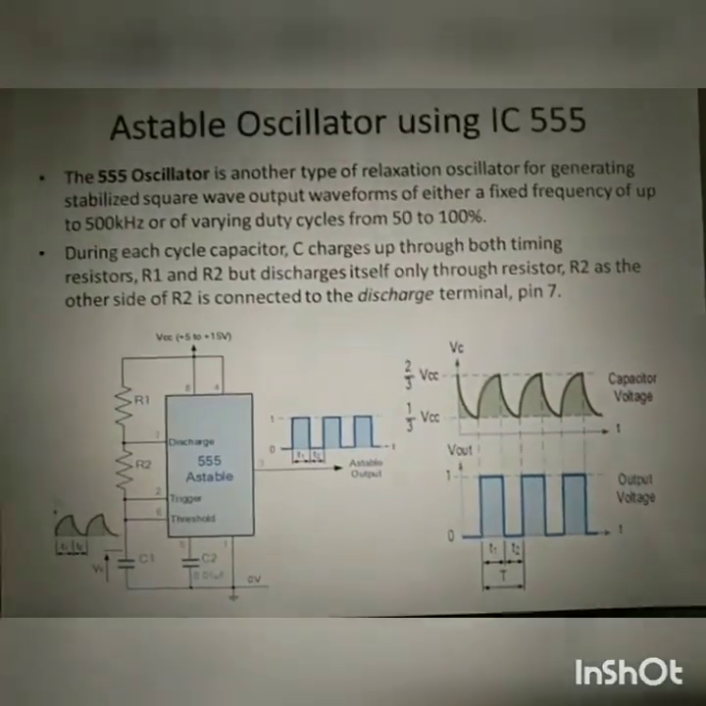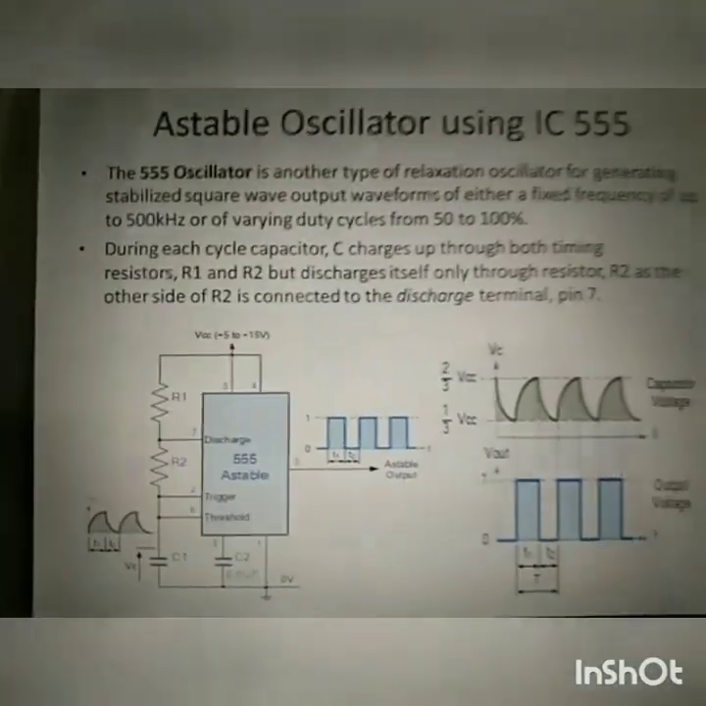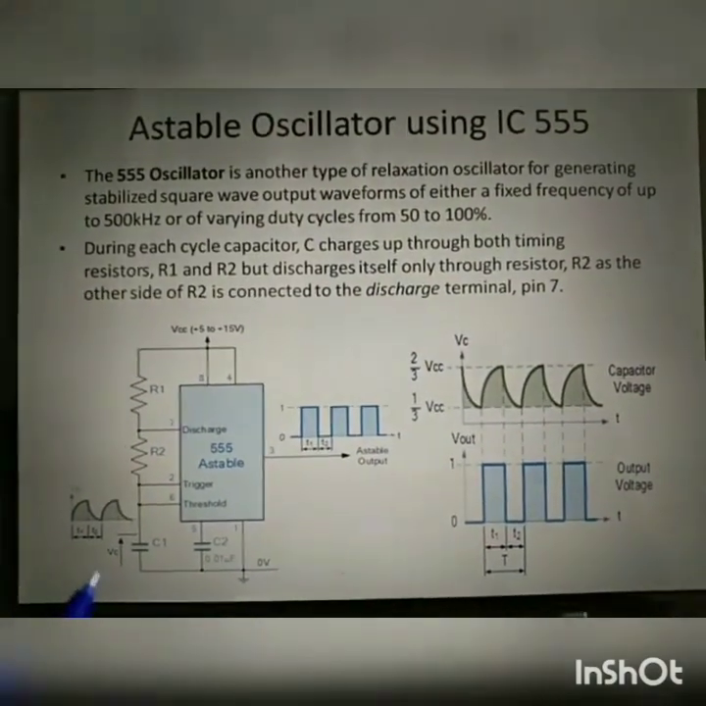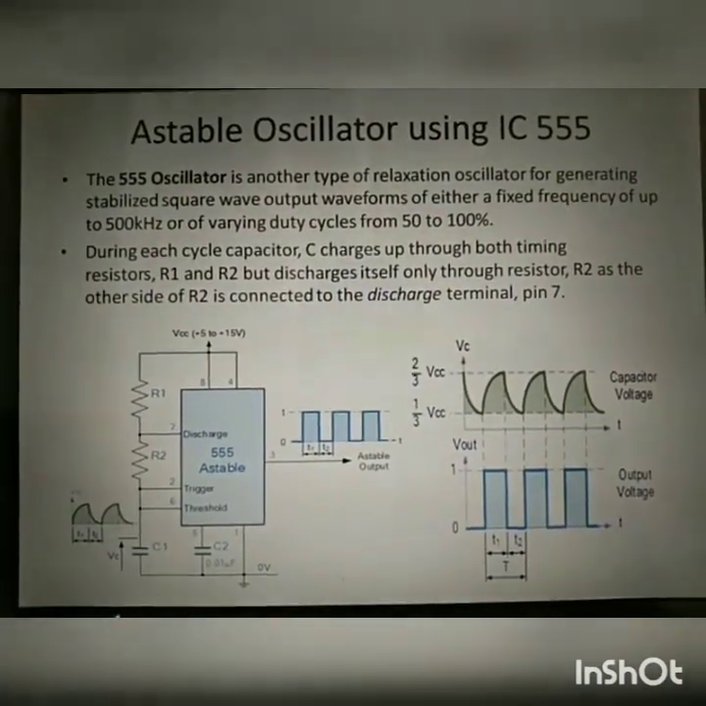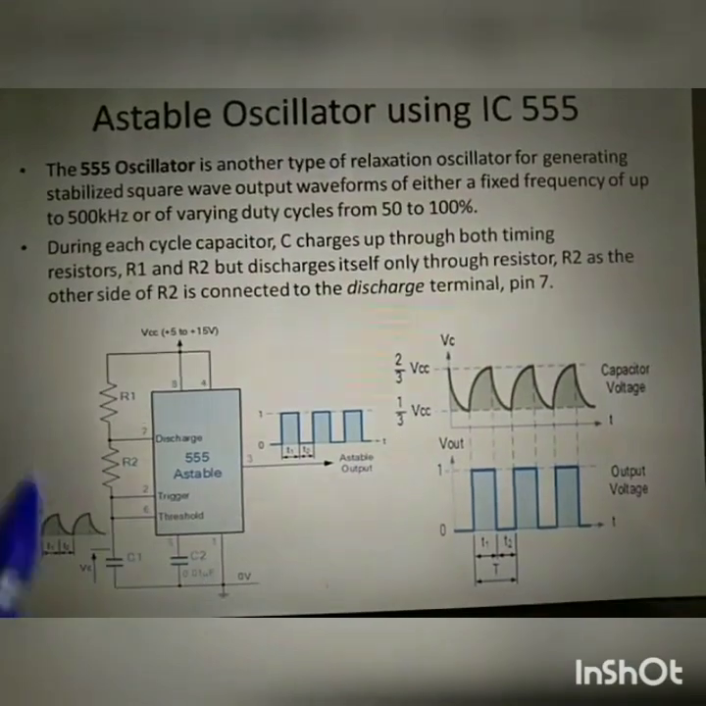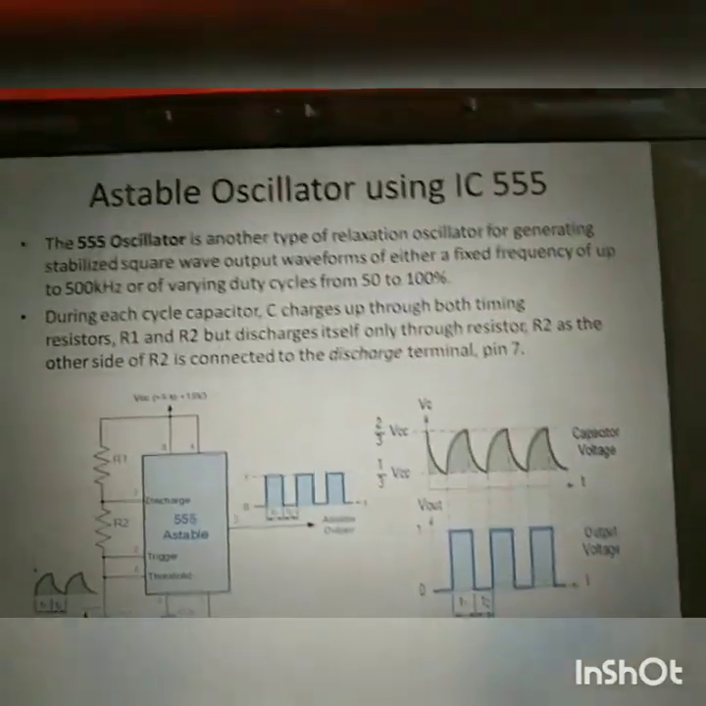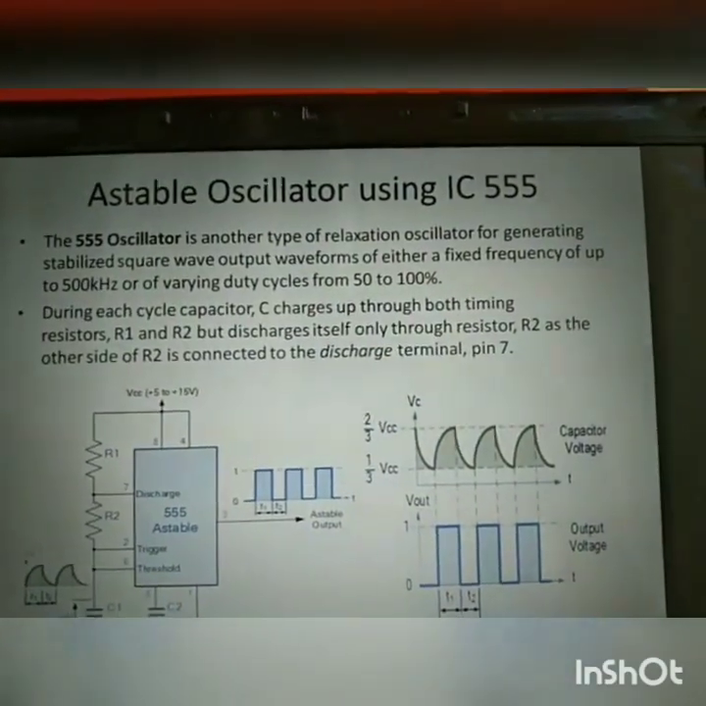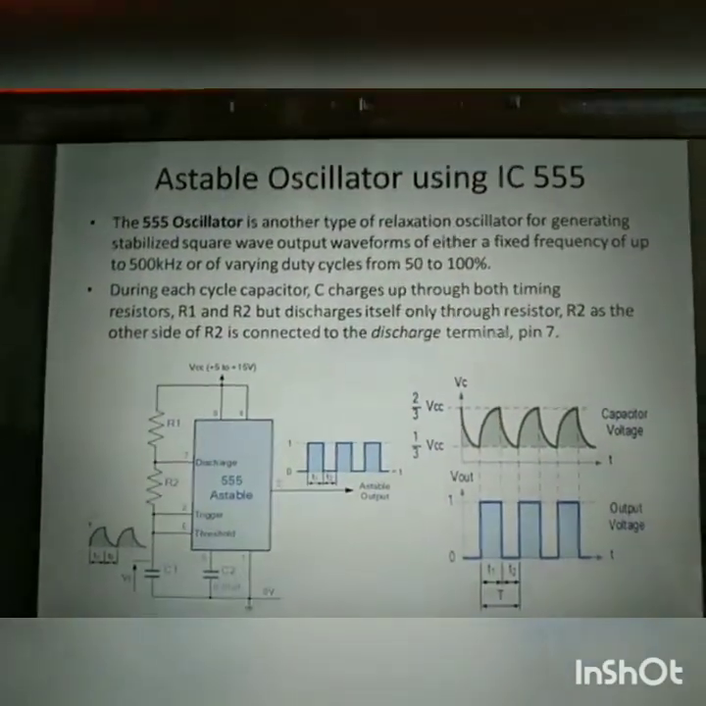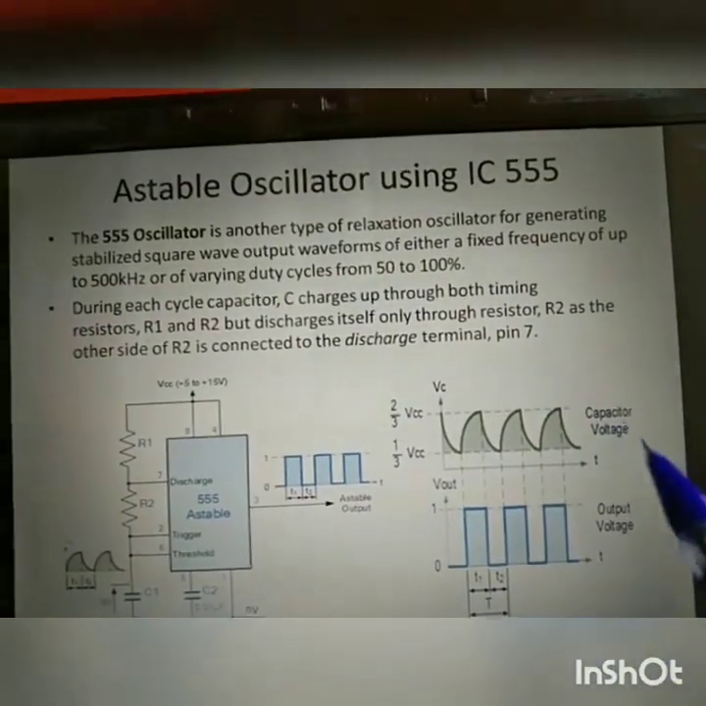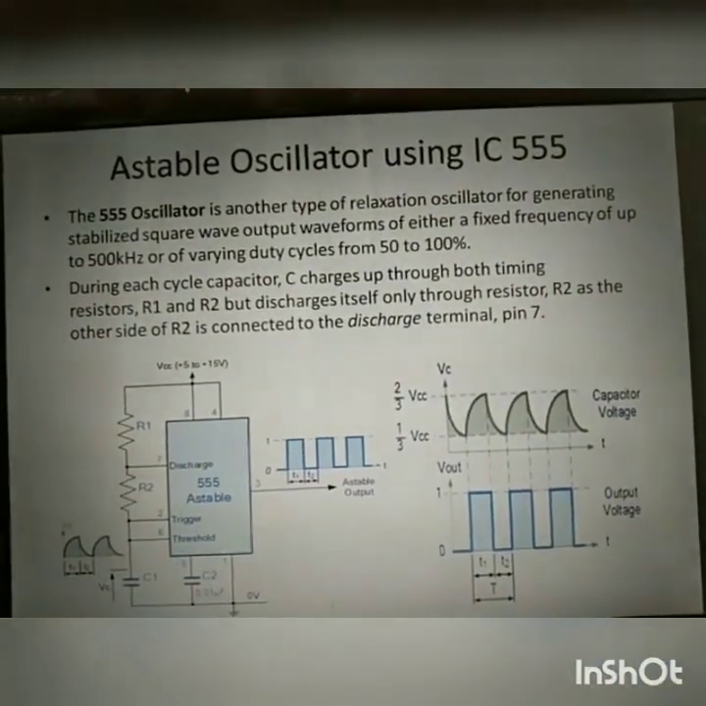Then how does this circuit work? The circuit uses two resistors R1 and R2, and capacitors C1 and C2, with charging and discharging periods and output waveforms. In the astable oscillator the output is a square wave, and two signals appear: one is the capacitor voltage, and the other is the output signal.